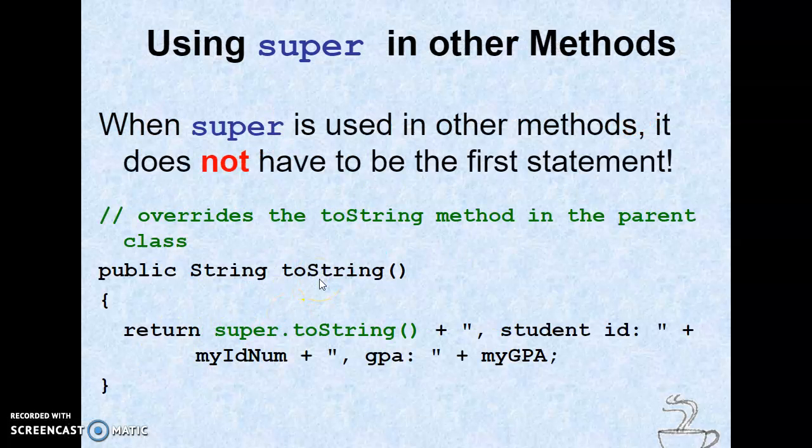Okay. Now, remember I said in the constructor for the subclass, the super constructor has to be called first. Okay. But when we use it in any other method, we don't have to call it first. We can call it whenever we want. It doesn't have to be the first statement. So in this case, we're assuming that there's a toString in the person class, okay? And so then we're going to return super.toString, so whatever that toString was, plus student ID plus GPA.